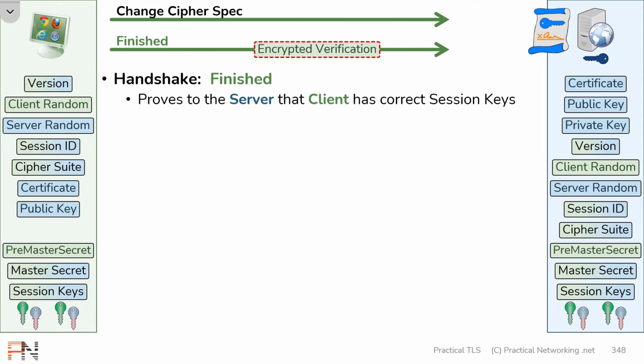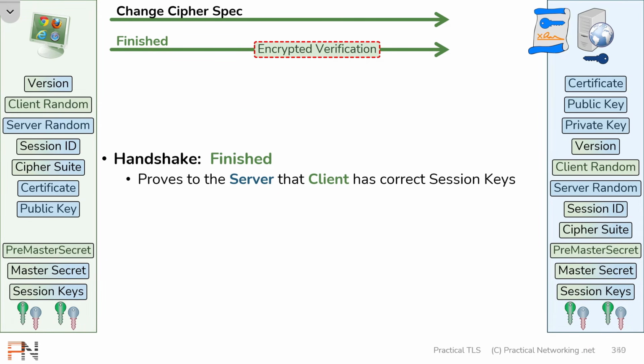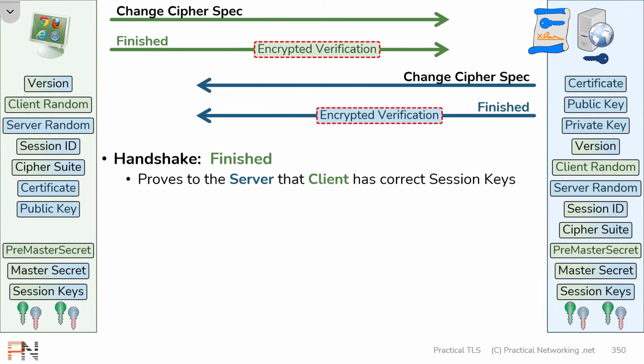So at this point, the server knows the client has the correct session keys, but the client still doesn't know that the server has the correct session keys. So this same process will now be done, but from the other direction. The server is going to send a change cipher spec record, and then the server is going to send its finished message, which is going to include its own encrypted verification data.